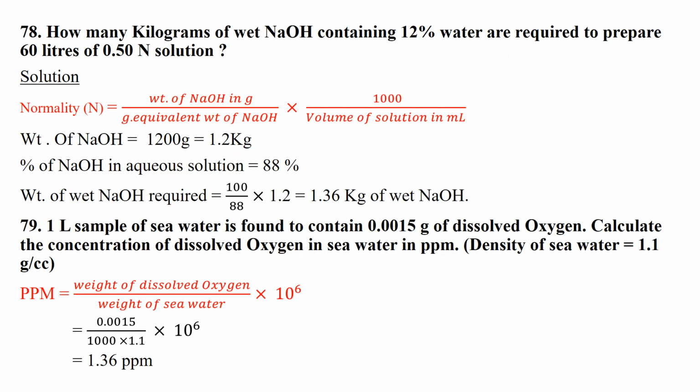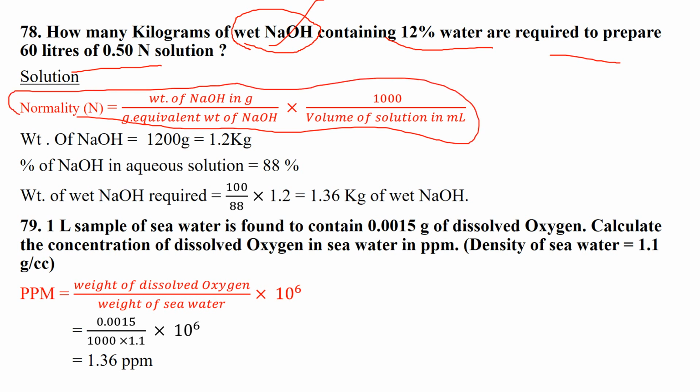Next question. How many kilograms of wet NaOH? Remember, this is wet NaOH, not in powder form, containing 12% water, are required to prepare 60 liters of 0.50 normal solution. This is the formula of normality, and we have to prepare 0.50 normal, so put the value 0.50 here. Then the volume of solution in ml should be 60, liter means 60 into 1000. And the gram equivalent weight of NaOH is 40. Then we have to calculate the weight of NaOH in gram. The answer will be 1200 gram by using this formula. It is equal to 1.2 kilogram.